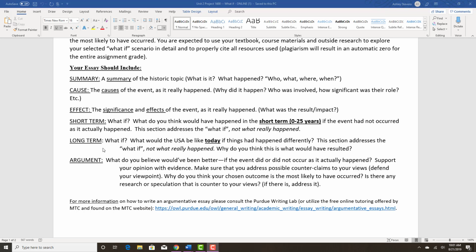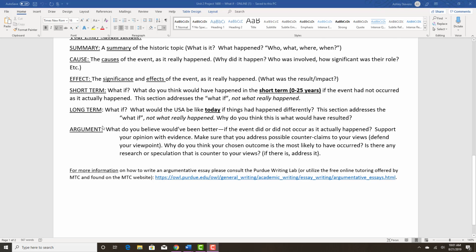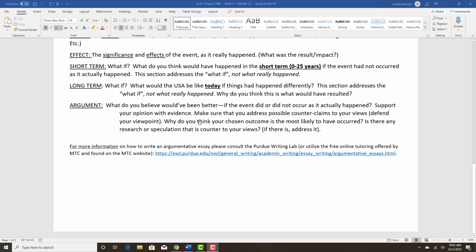You want to make sure that you are looking at both of these viewpoints and you have evidence and research to back up both of your claims for the short term and the long term impact. Your argument is going to be basically the short term, the long term impact, and the effect combined. So sprinkled throughout your short term and your long term impact, you want to make sure that you're making arguments, you're addressing counterclaims, you are addressing possible counter viewpoints to the topic you have chosen.